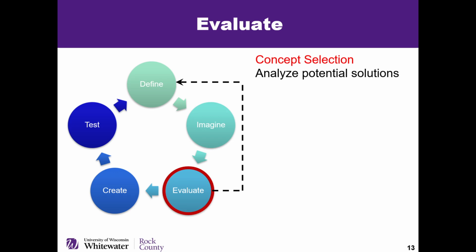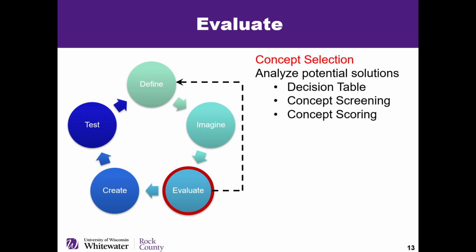After that, we go into the concept selection phase, and here we are going to analyze our potential solutions, right? We can use a decision table. The book talks about a decision table for being able to select the right concept that we want. We'll look at other ways of doing it through concept screening and concept scoring. We'll have a lecture on this also. These last two are not in the book, but I highly encourage you to use them.